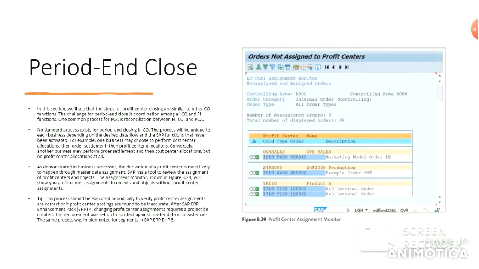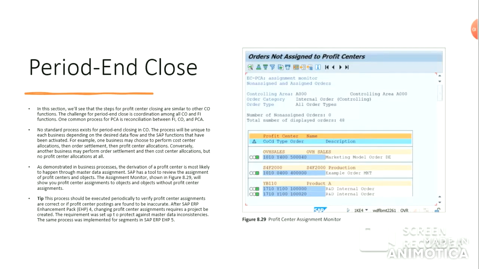No standard process exists for period and closing in CO. The process will be unique to each business depending on the desired data flow and the SAP functions that have been activated. For example, one business may choose to perform cost center allocations, then order settlement, then profit center allocations. Conversely, another business may perform order settlement and then cost center allocations, but no profit center allocations at all.